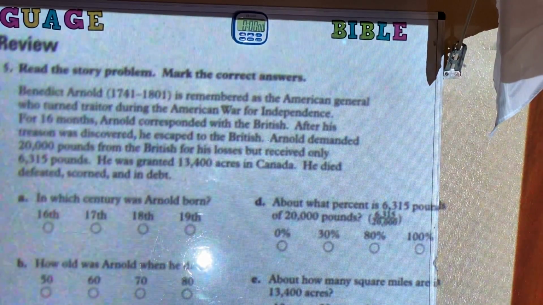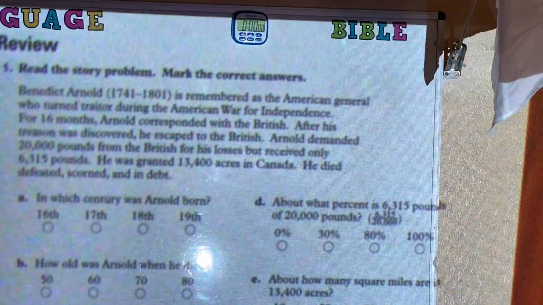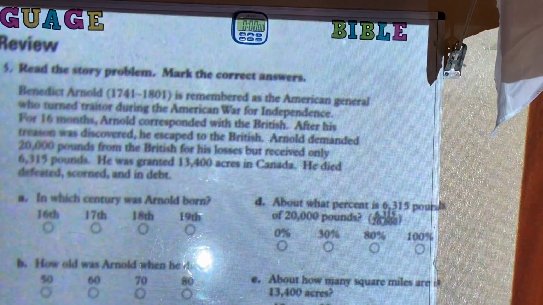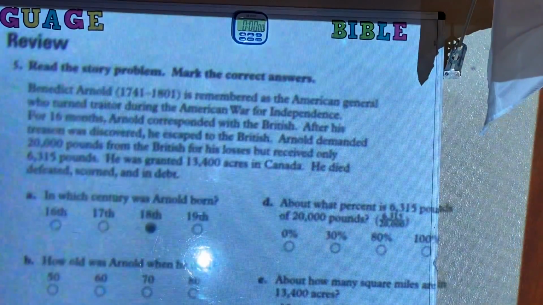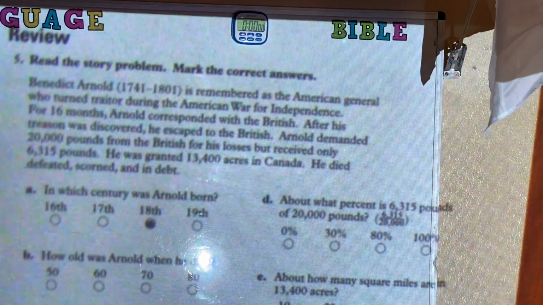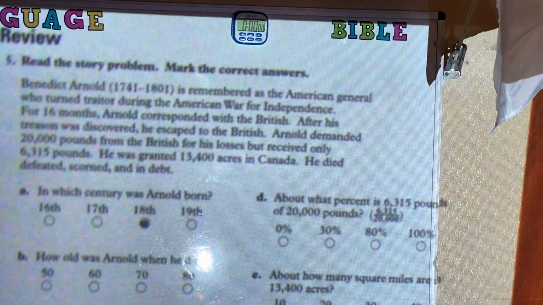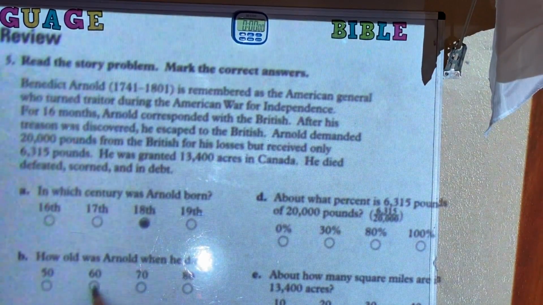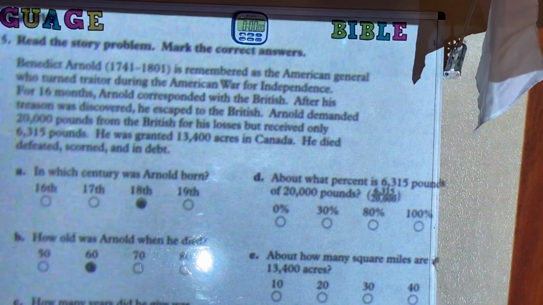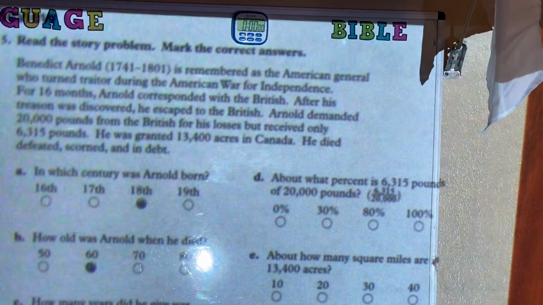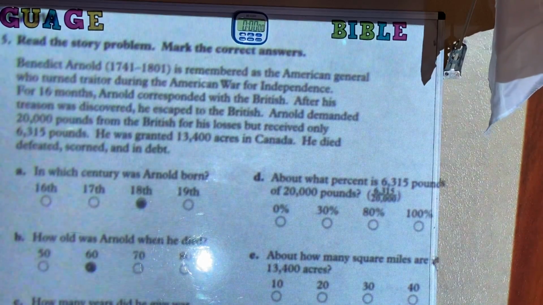In which century was Arnold born? It says that he was born in 1741 and died in 1801. So he was born in what century? 18th. How old was Arnold when he died? From 1741 to 1801, that's how many years? That's going to be 60, okay? So you will continue answering those questions and finish up this worksheet. Remember that with this lesson, you do have a quiz, so make sure that you complete your quiz.